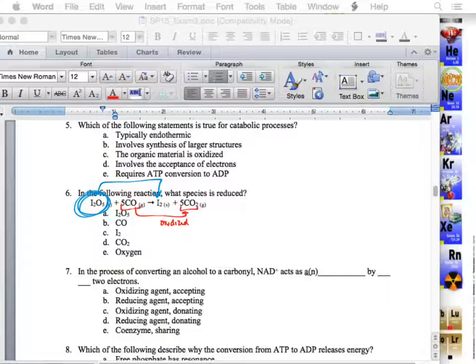Process of converting an alcohol to a carbonyl. NAD plus acts as a blank by blank 2 electrons. I would again write out an equation. NAD plus then goes to what? NADH. To do that, what happened? It had to gain 2 electrons, which means it was reduced. Check your answers.